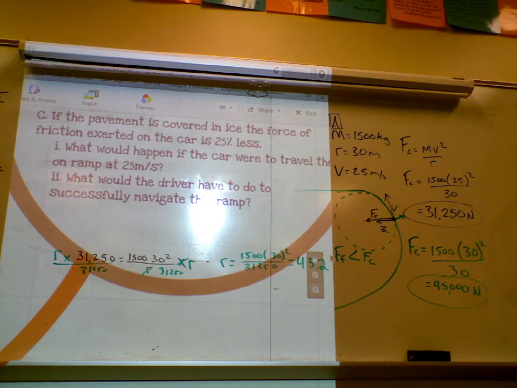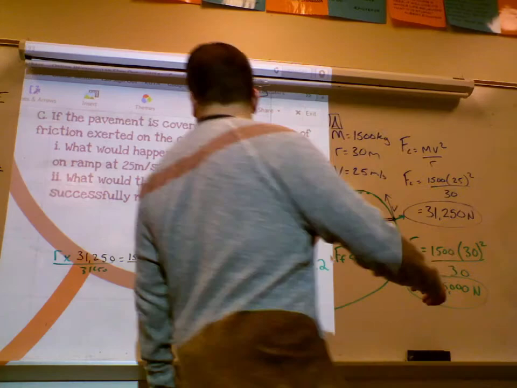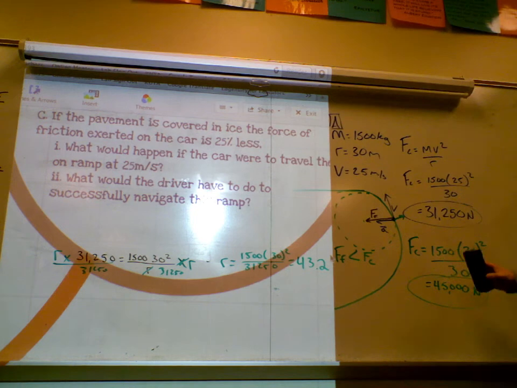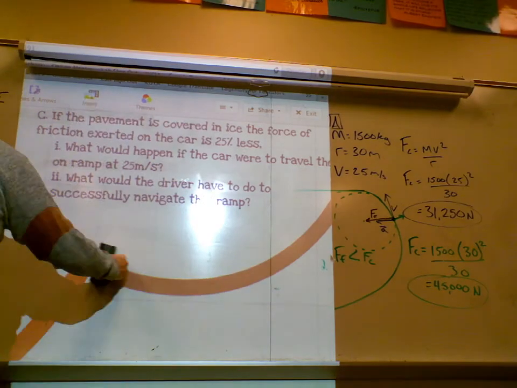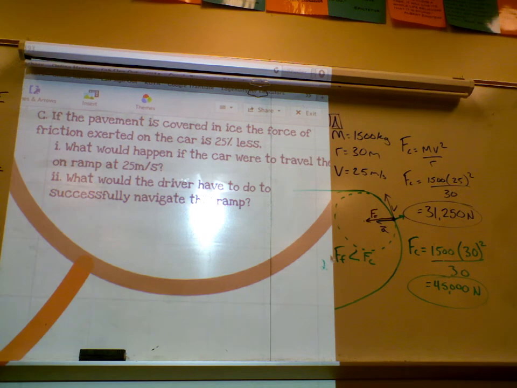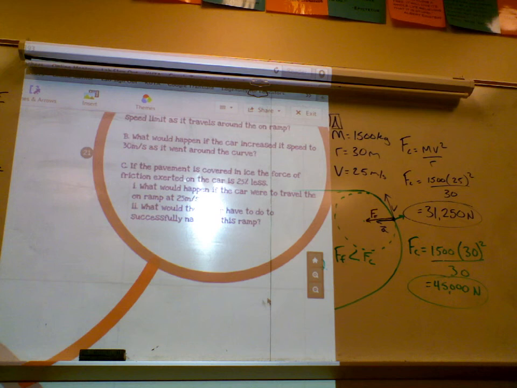Alright. So, if the pavement is covered in ice and the force of friction exerted on the car is 25% less, what would happen if the car were to travel the on-ramp at 25 meters per second?